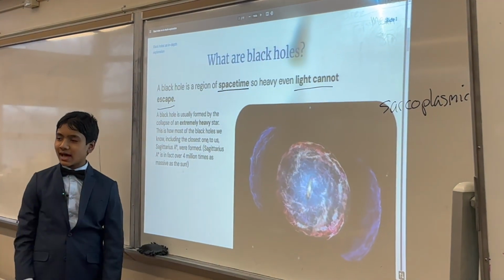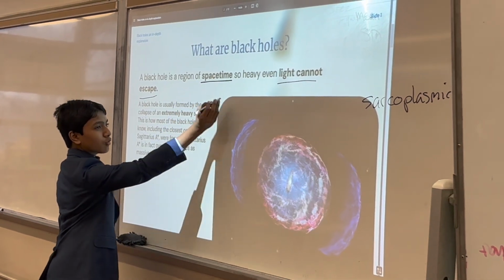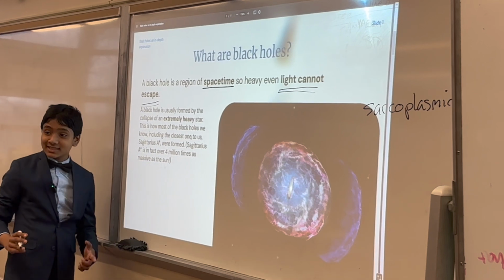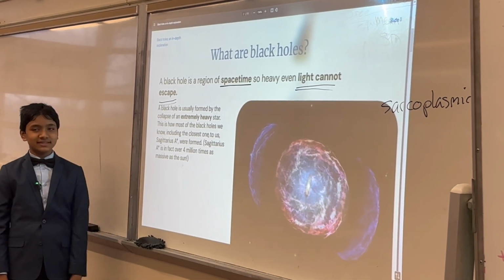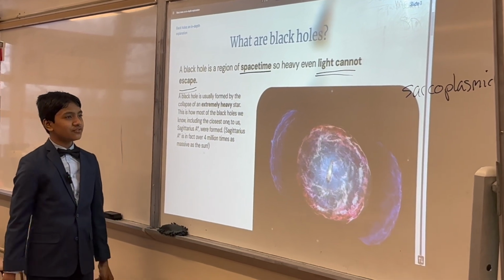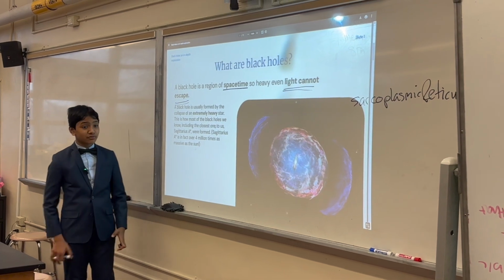So what does that mean in essence? Well, why can't light escape, first of all? That's the first question that you have to ask when you're looking at this definition, because no definition in physics should be taken at face value. So why can't light escape? What is light trying to escape from?